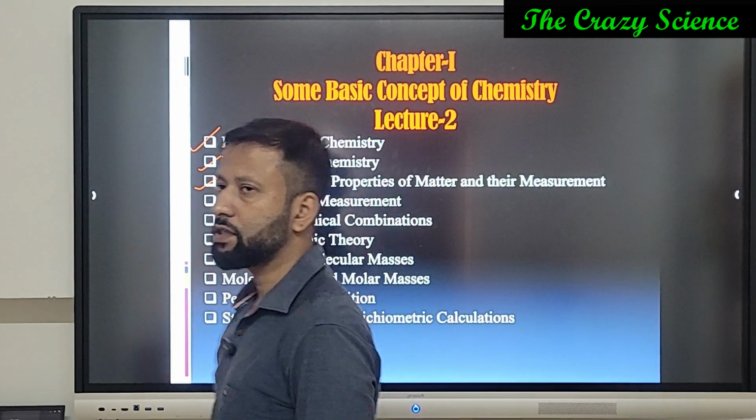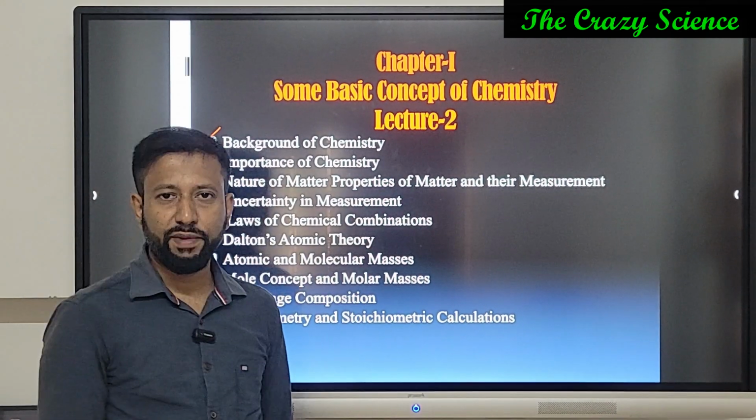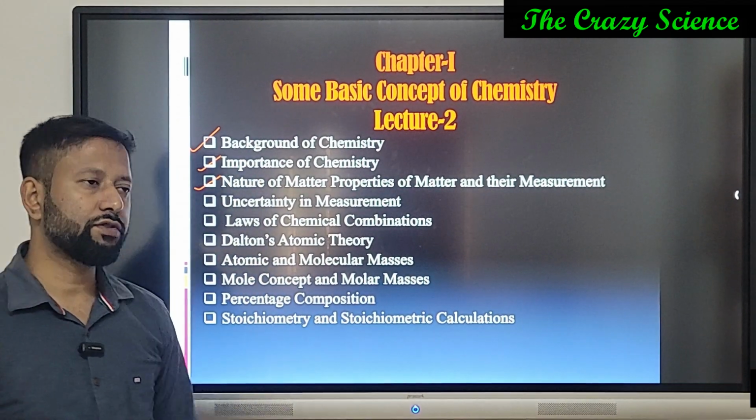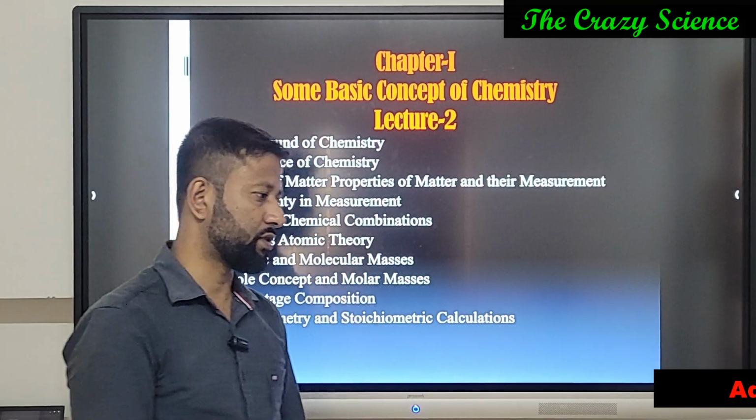Pure substance has been classified into two categories, that is element and compound. Then we also checked how mixtures are there.